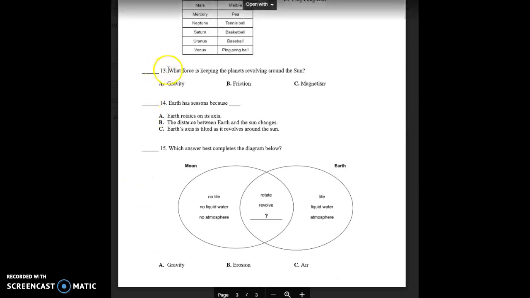Number 13. What force is keeping the planets revolving around the Sun? A. Gravity. B. Friction. C. Magnetism.